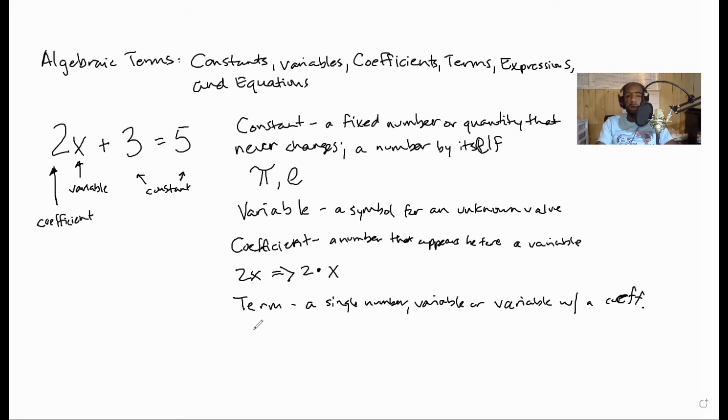All right, so almost done. What is an expression? All an expression is, 2x plus 3 is an expression, because an expression is a group of terms separated by plus or minus. That's it. So 2x plus 3 is an expression.